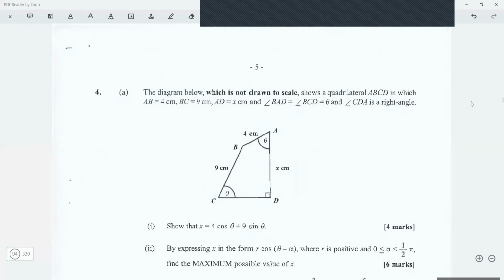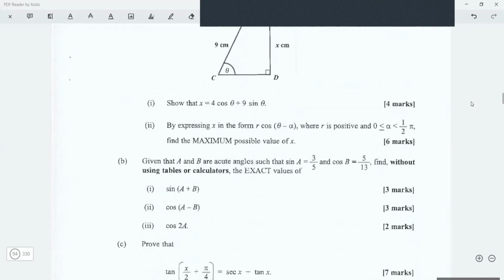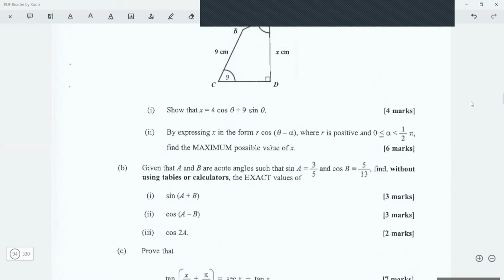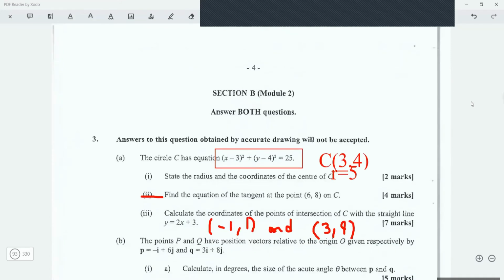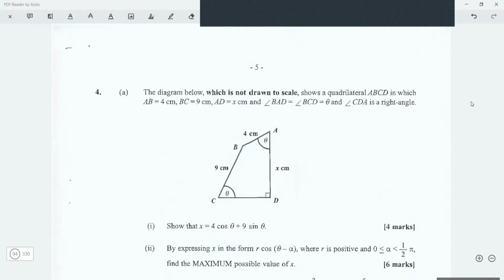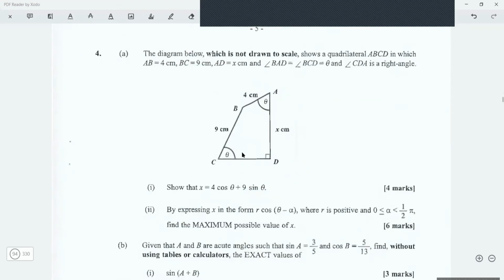All right, nice. Now question 4 is fully a trig question, guys. I don't remember what year that was. So question 3 was coordinate geometry and vectors. Question 4 is fully trig. And this says, show that x equals 4 cos theta plus 9 sin theta. I gave this on a classwork already, so it's quick to do.